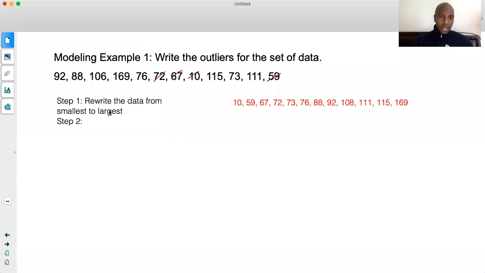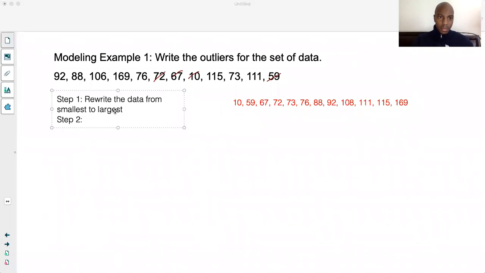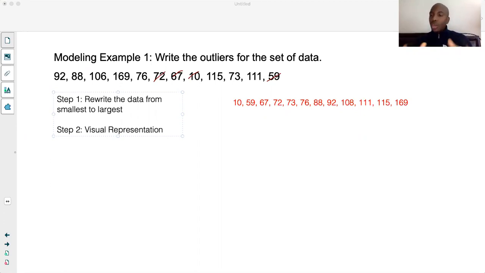Now, the second step. After we rewrote the data, we need to be able to create a visual representation, right? And when I say visual representation, I don't want you to think about creating a box plot, because for the box plot you need to know something called an IQR, and I haven't taught you how to do that yet.